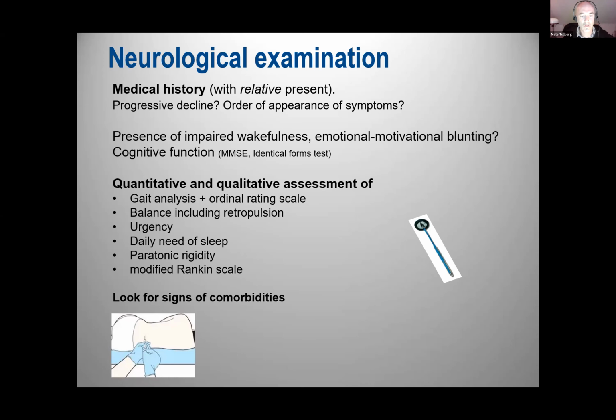Some measurement of the overall function, such as the modified Rankin scale. And during this investigation, look for signs of comorbidities. We perform an LP at the same time as we do the neurological examination. If you don't have a neurologist in your team, I would advise that you identify one who could work together with you and you could do these assessments together, perhaps.